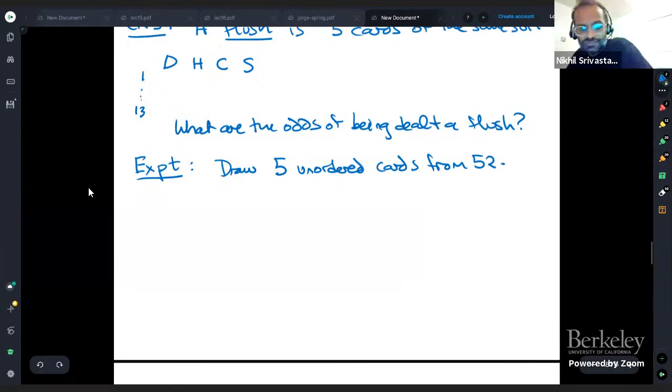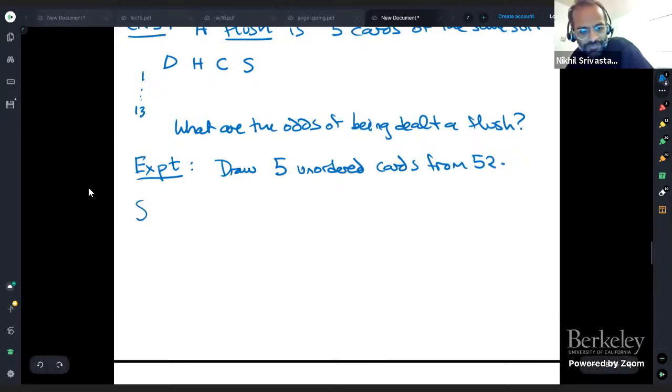Okay. Now we have a choice here. We could have made the sample space ordered, and everything would have worked out. But because in poker the order doesn't matter, we can start off defining the sample space as being unordered. So there is a choice to be made here, but let's do unordered.